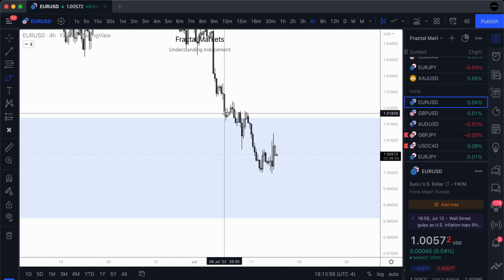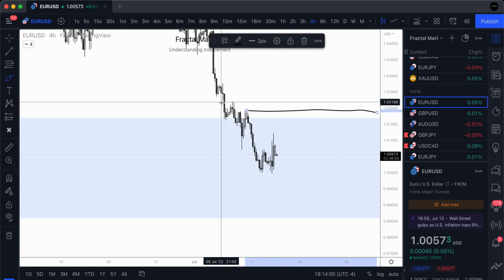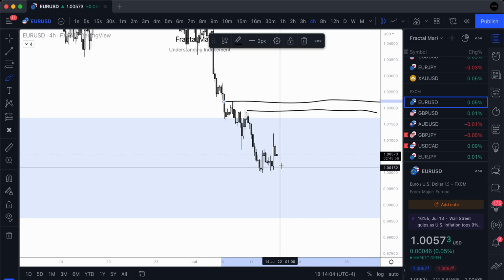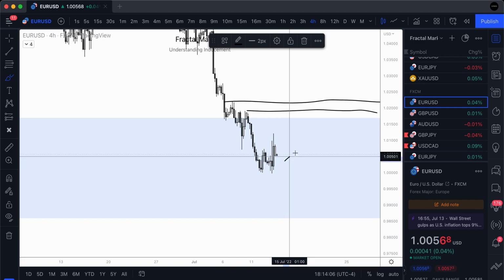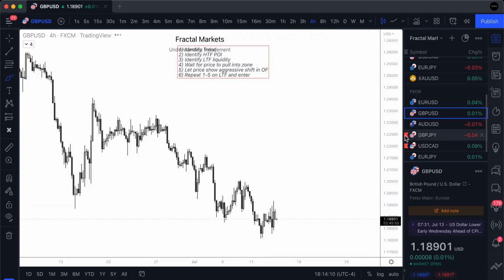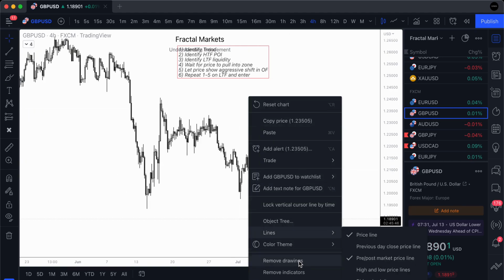If you wanted to set an alert, ideally you'd want to set an alert somewhere in here, possibly in here, to start looking for when this market is actually going to start pulling back. Let's go over to GU, see what's going on here.